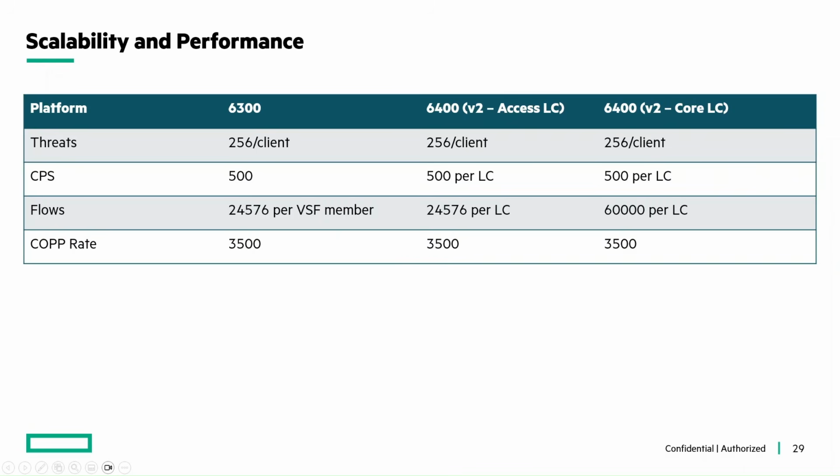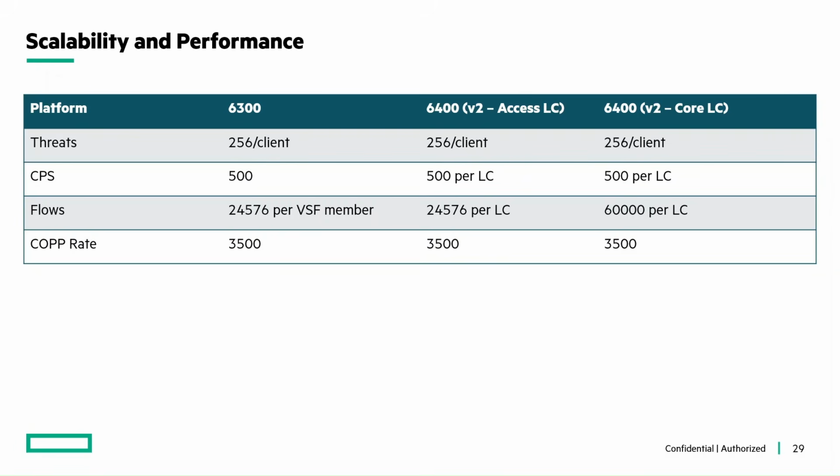So we're back and we're going to review the scalability and performance for the traffic inspection feature. For the 6300, the threats can be 256 per client. Again, that means that each client can have a max of 256 flow threats, and once they hit 257, they will be removed from the database in a first in, first out method. This metric is the same across the 6400s as well, with the Access LC and the Core LC.